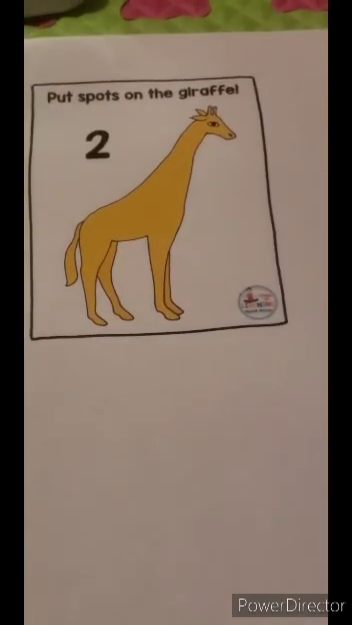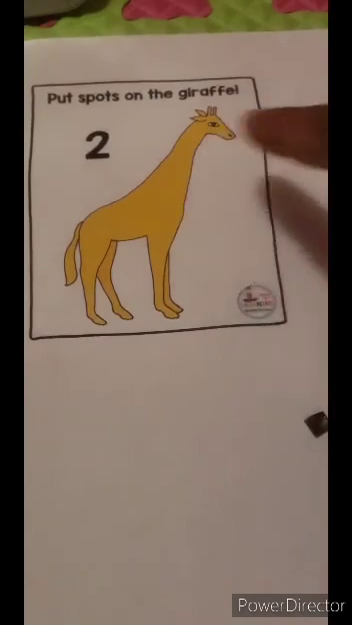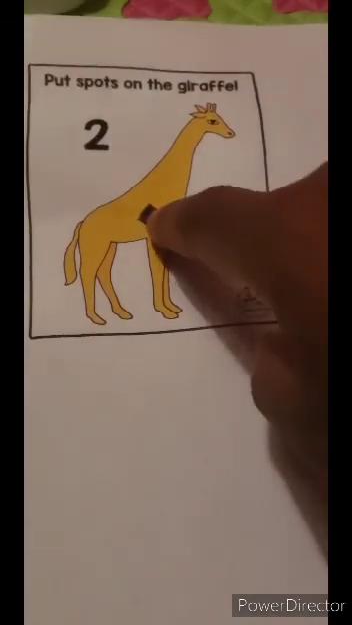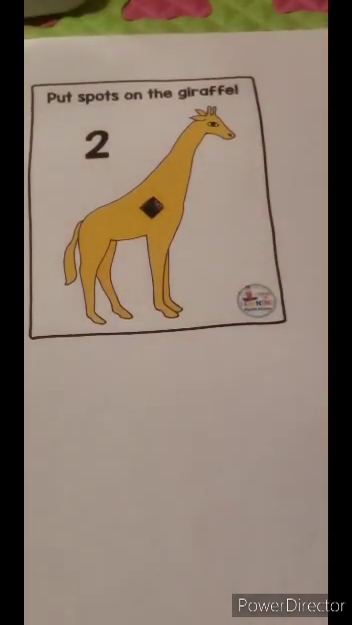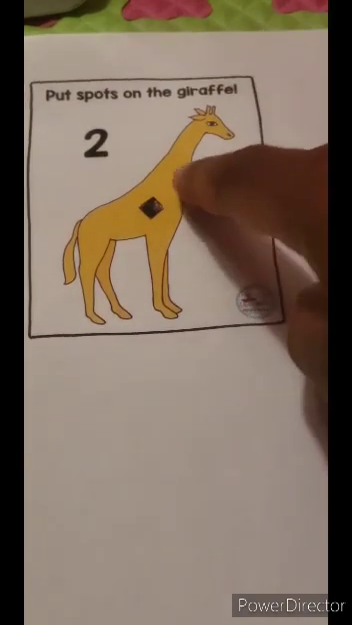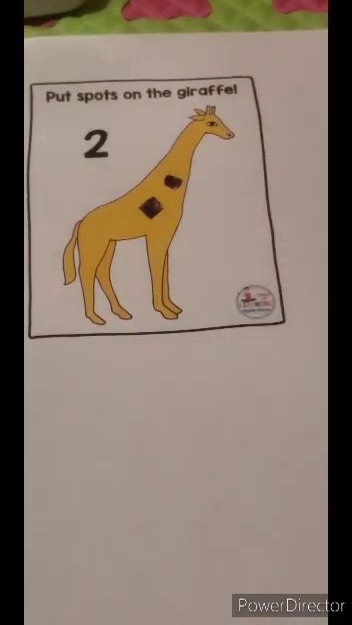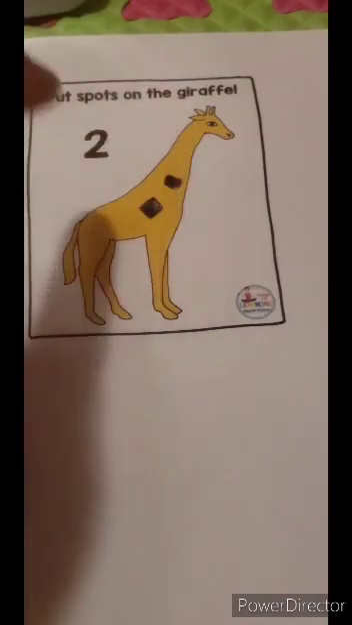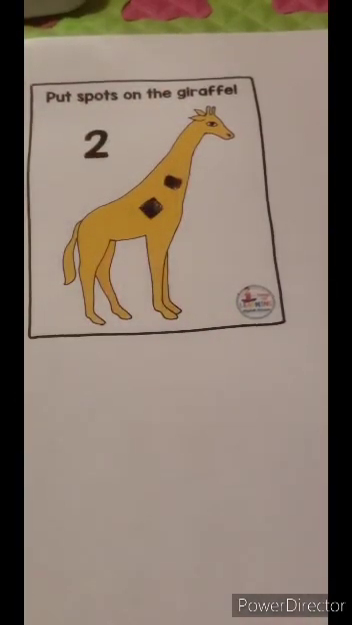And for our last one, can you guess how many spots we need to put on this giraffe? It's only what? 2 spots. So we have 1. And what number comes after 1? 2. You matched it up. Good job. And the giraffe has a nice long neck, so we could put that many spots on him, right? And you did a wonderful job. Have a wonderful, wonderful day.